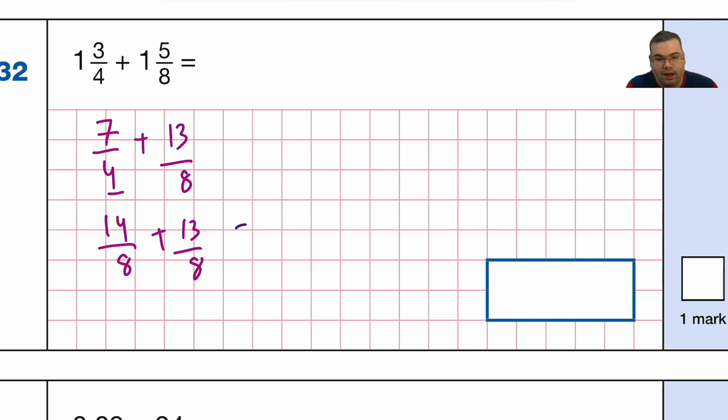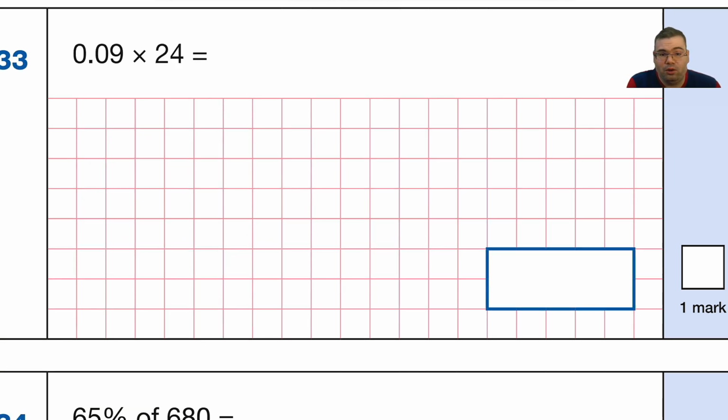Now we know that if the denominators are the same, you can just add them. So 14 and 13 is 27 over 8. So 27 over 8 is the answer. If you want to convert it to a mixed fraction, you can also write 27 over 8 as 3 and 3 over 8, right? So both are correct.